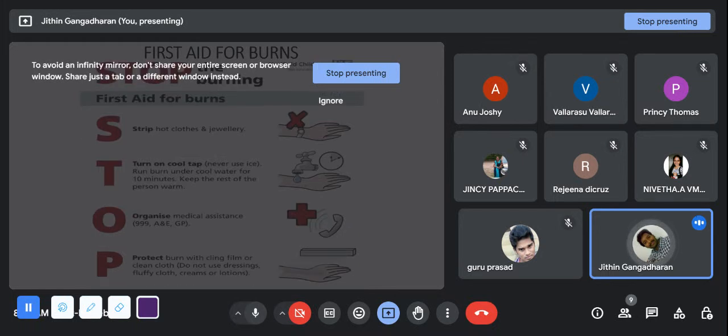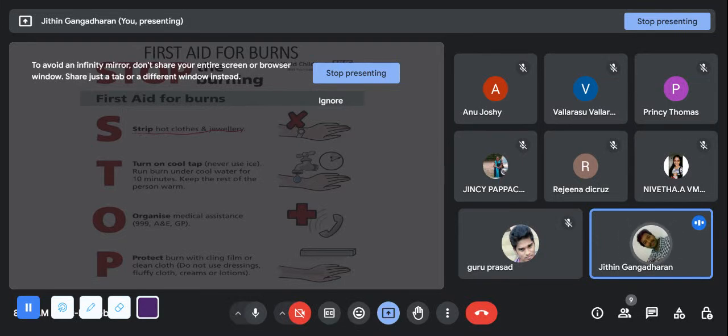Now, first aid for the burns. First, stop the burning. That is the first thing. If you are seeing a patient with burns, strip hot clothes as well as jewelry.